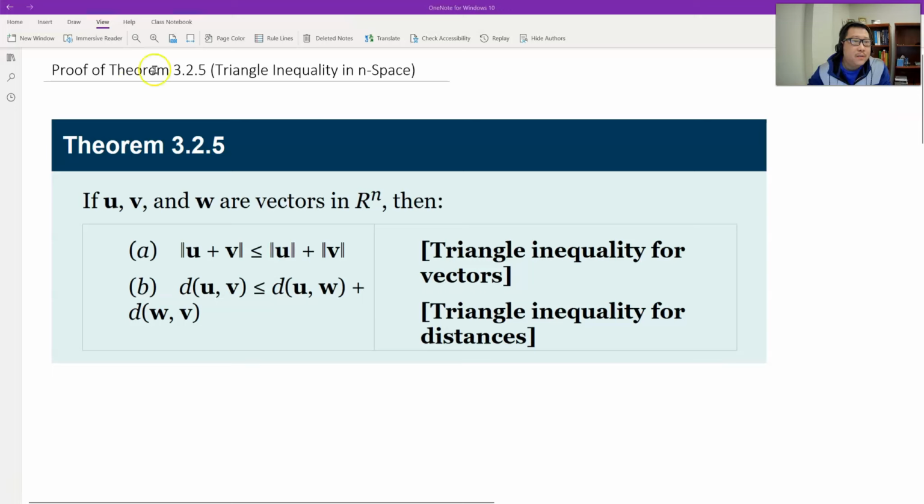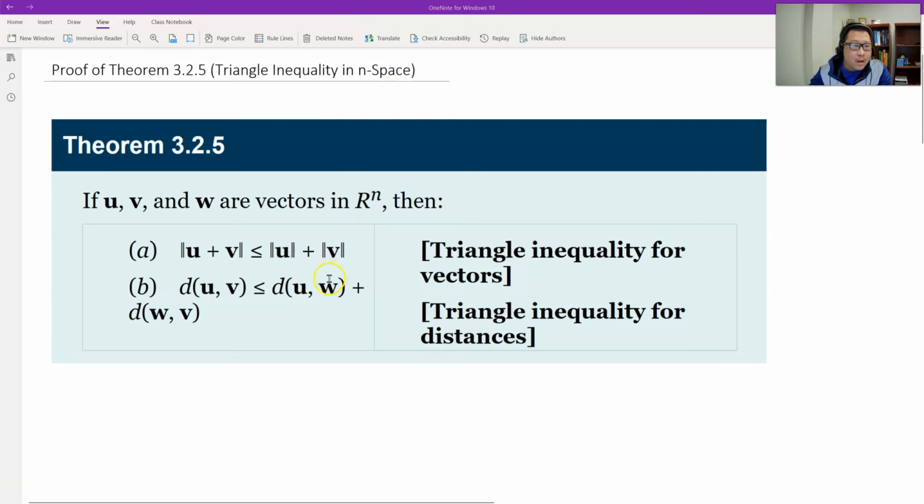In this video, let's prove Theorem 3.2.5, which is the triangle inequality in n-space. We just generalize the triangle inequality in two-space, in R2 or R3, to n-space.